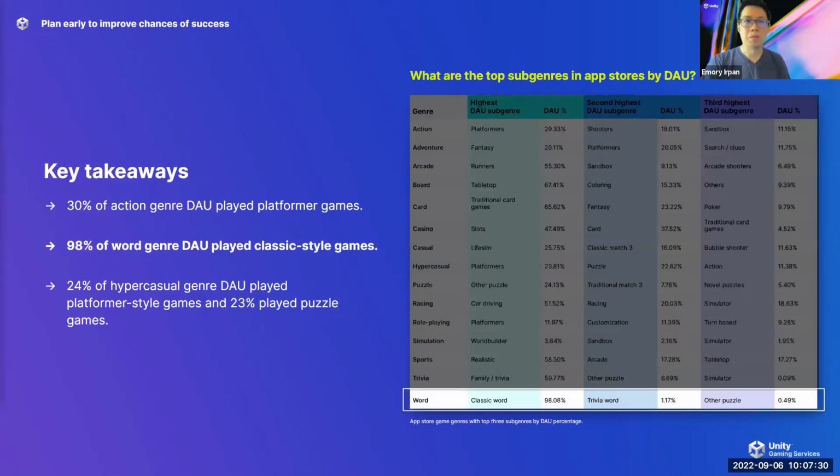Next, we looked at word games. So we segmented games here into classic word games, as well as trivia-based word games and other word-based puzzle games. Classic word games include titles like crossword puzzles, Scrabble-style games, and basically find-a-word kinds of games. Pretty much any title where you're trying to construct or extract a word from a group of letters fell into this classic category.